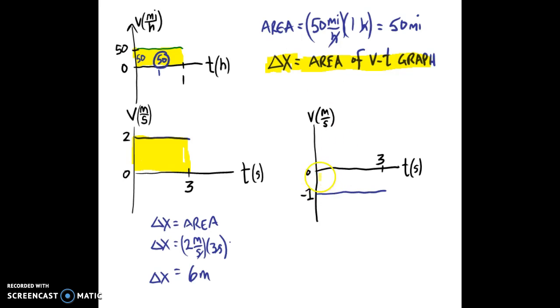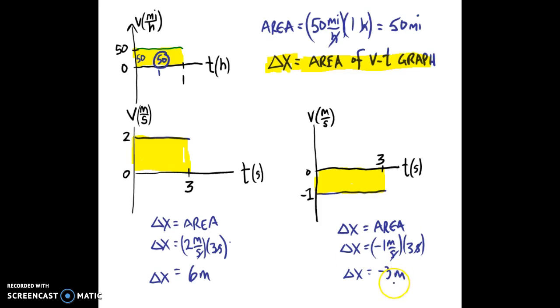the graphical area is between the time axis and this line that describes the velocity, which is a negative 1 meter per second. And in this case, the displacement for this object is equal to the area within this graph. And that's going to be minus 1 meter per second times 3 seconds. So the displacement is a minus 3, seconds cancel, minus 3 meters.